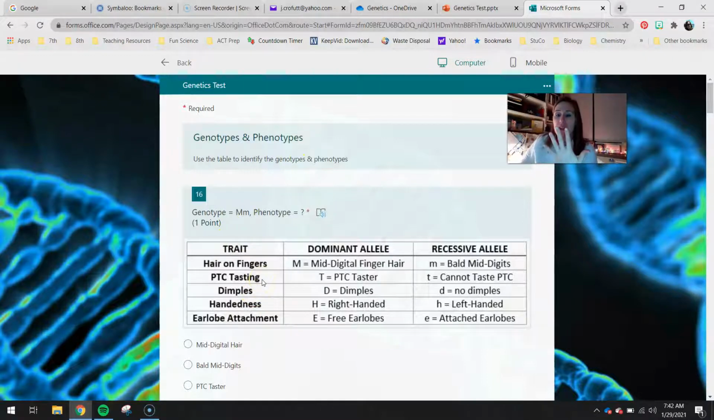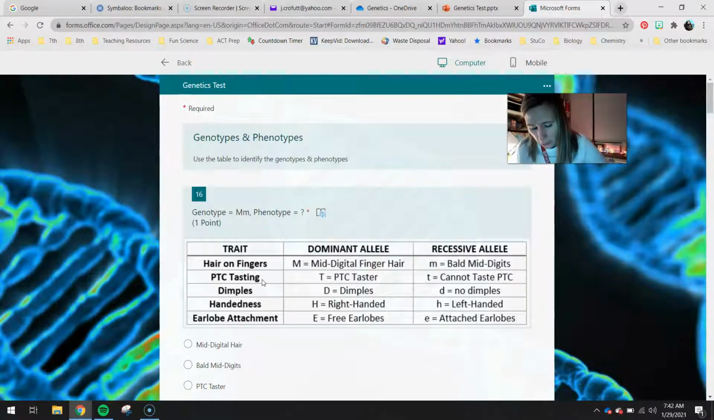You have 3 digits on a finger. You have the digit that has your fingernail, and the digit closest to the hand that has all the hair on it. But then you have this mid-digit, okay? Some of you have hair on that. Some of you may have a hard time seeing the hair. Maybe it's really fine, or you only have 1 or 2 hairs. But you either have hair on it or you don't, okay?